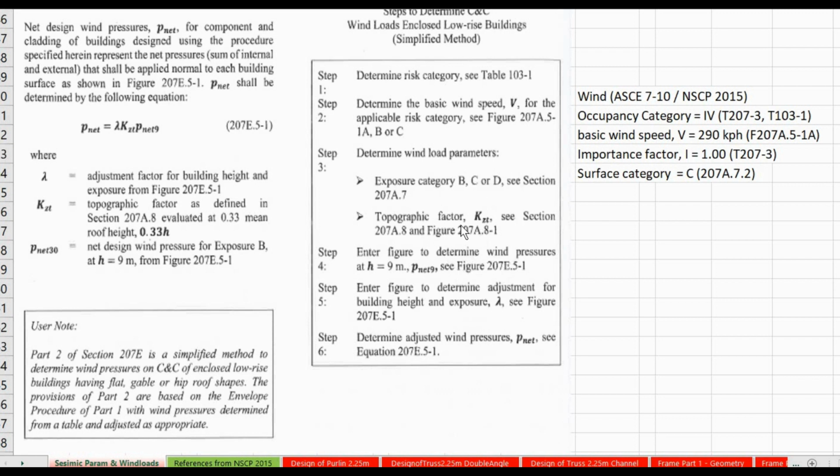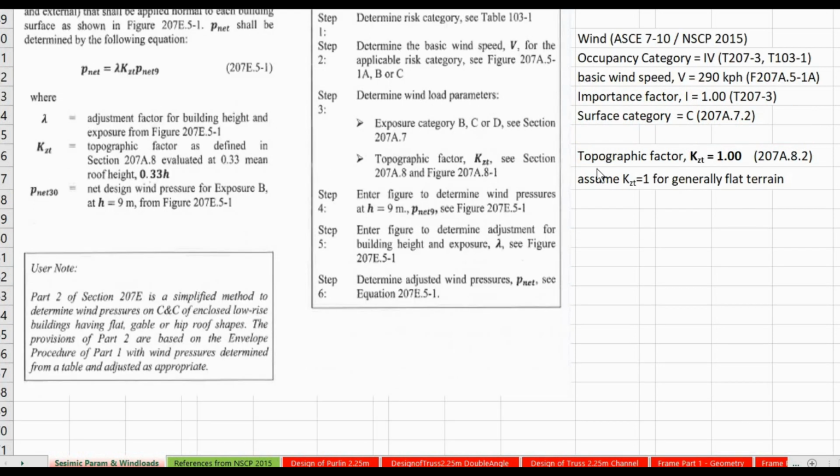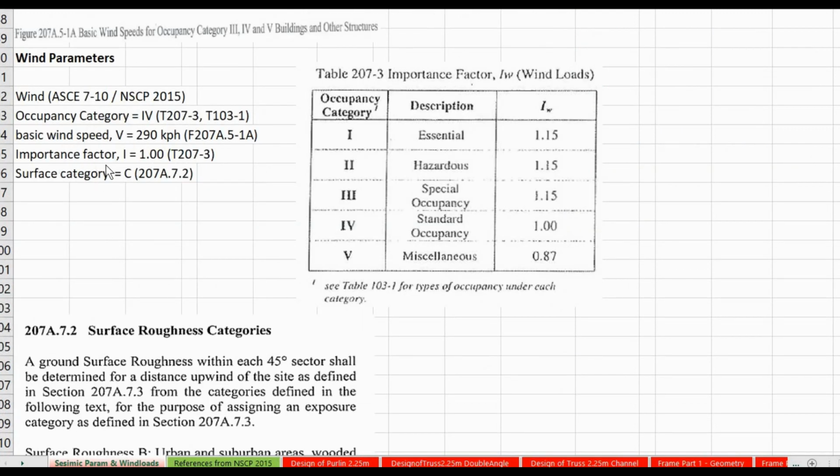And then, step 3, we will determine wind load parameters. We start with topographic factor KZT. We will assume topographic factor KZT equal to 1. That is for generally flat terrain. Next is the importance factor I. Ang gagamitin po natin ay 1. That is for standard occupancy with category 4. Ito po.